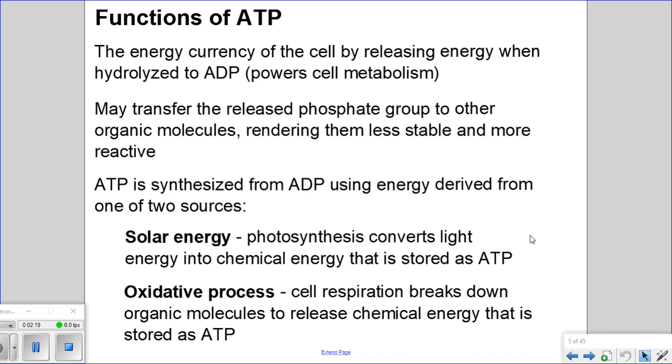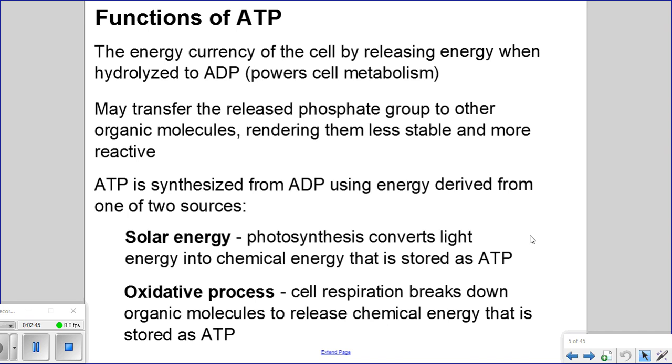So with the functions of ATP, the energy currency of the cell, releasing energy when hydrolyzed to ADP is what powers cell metabolism. ATP may transfer the released phosphate group to other organic molecules, rendering them less stable and more reactive. Remember, that process of phosphorylation makes molecules less stable.